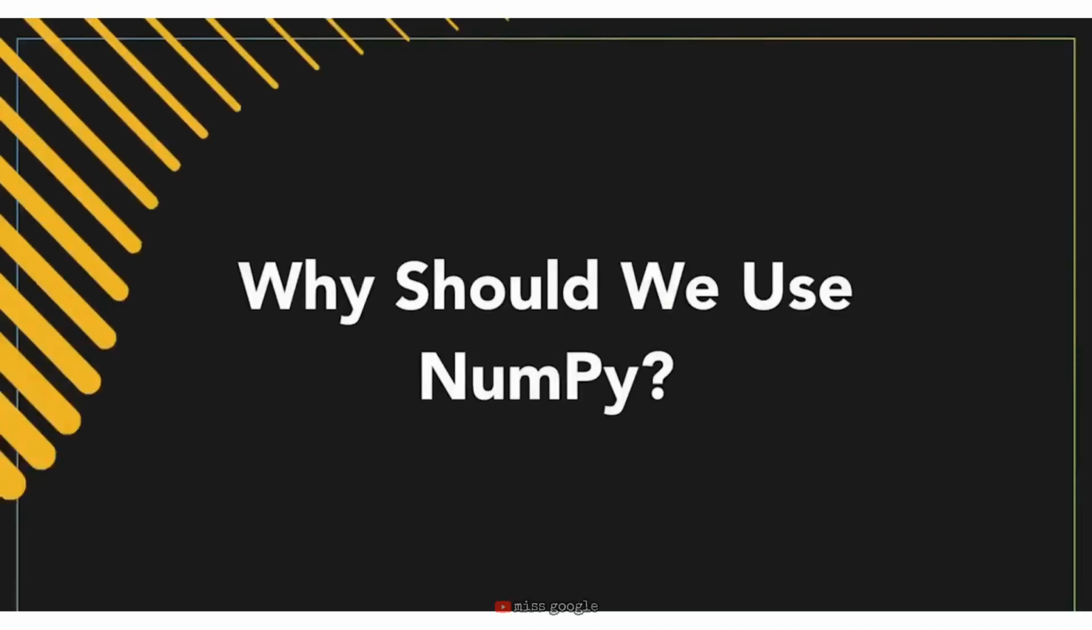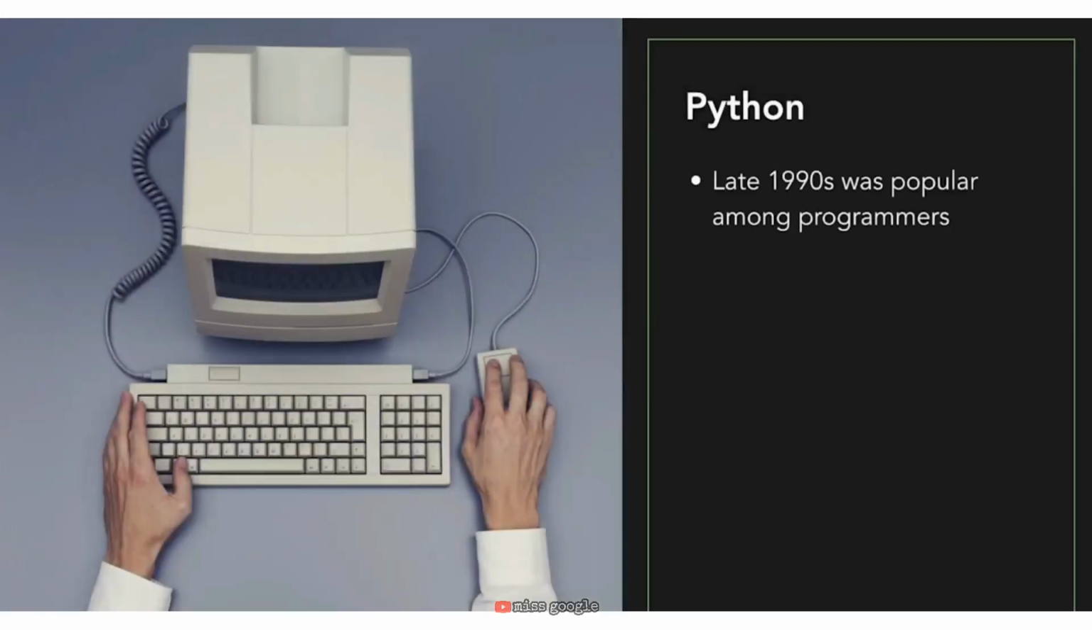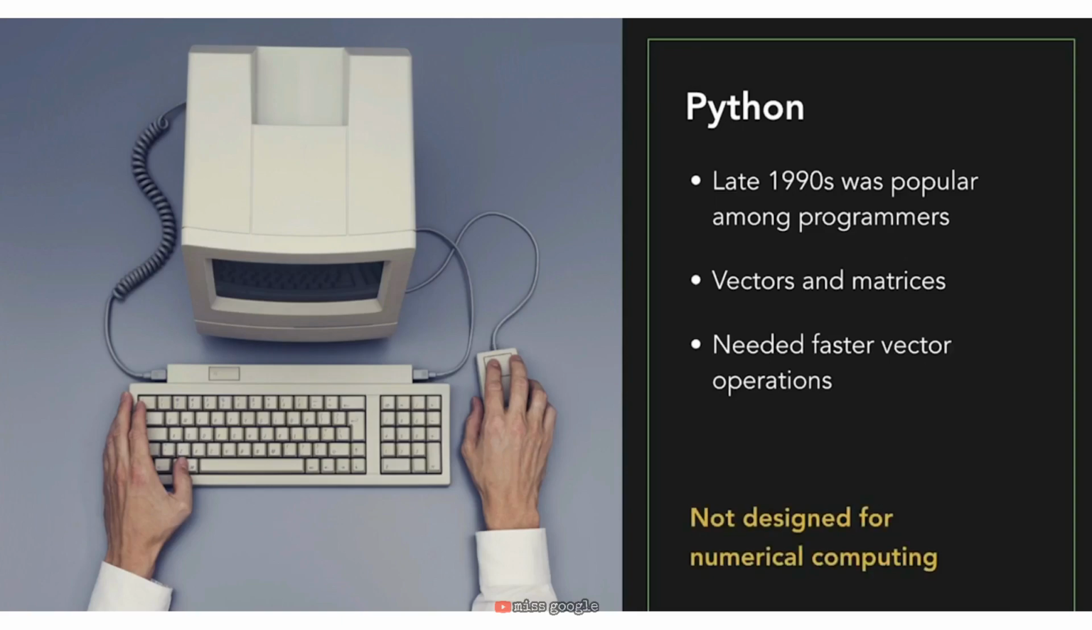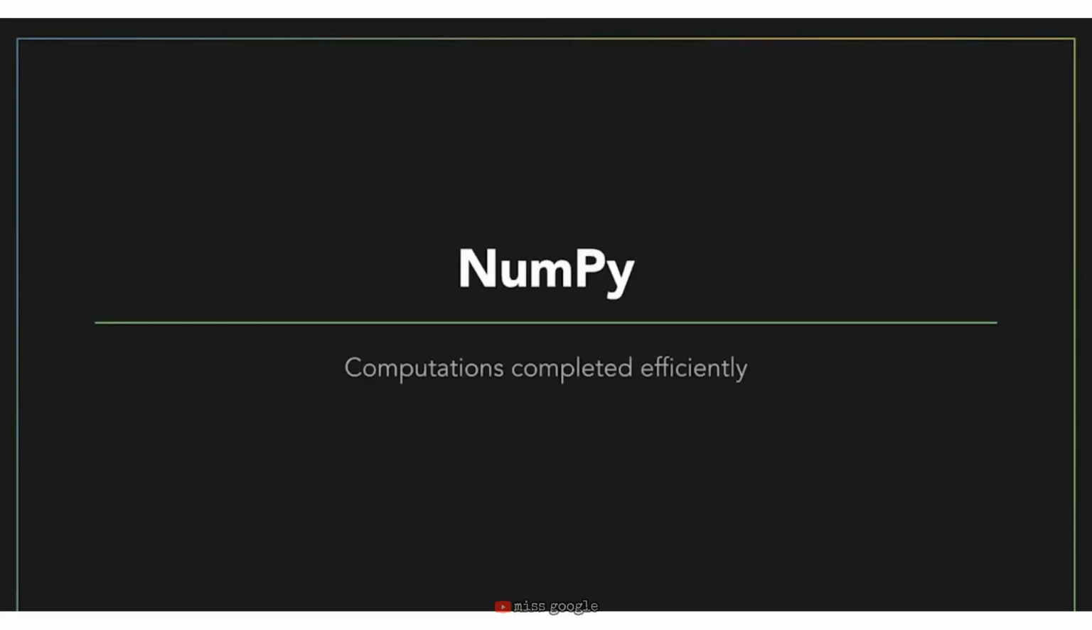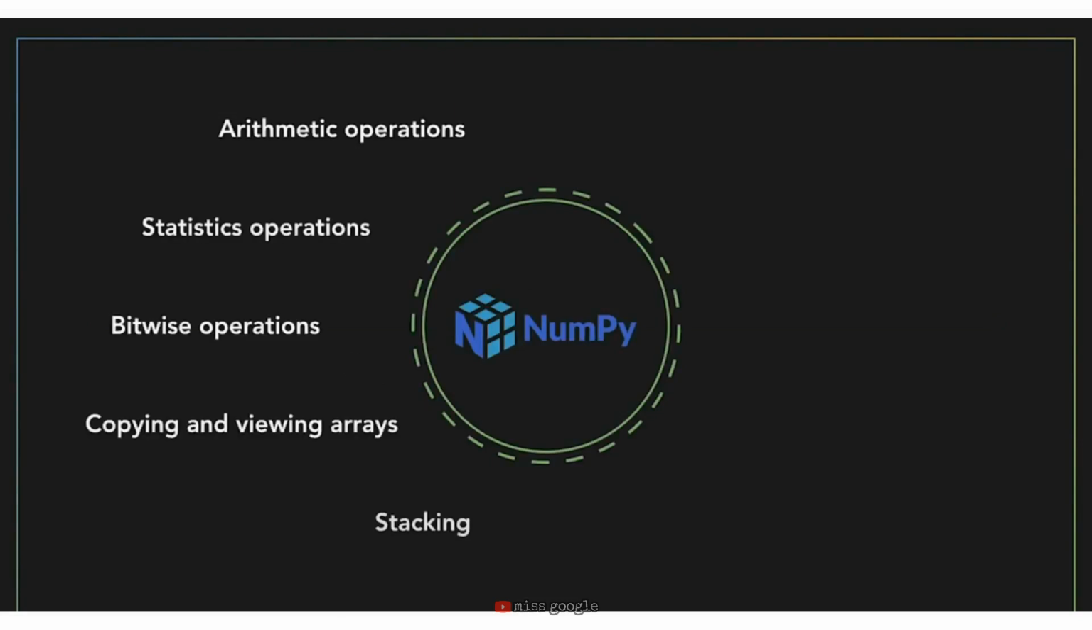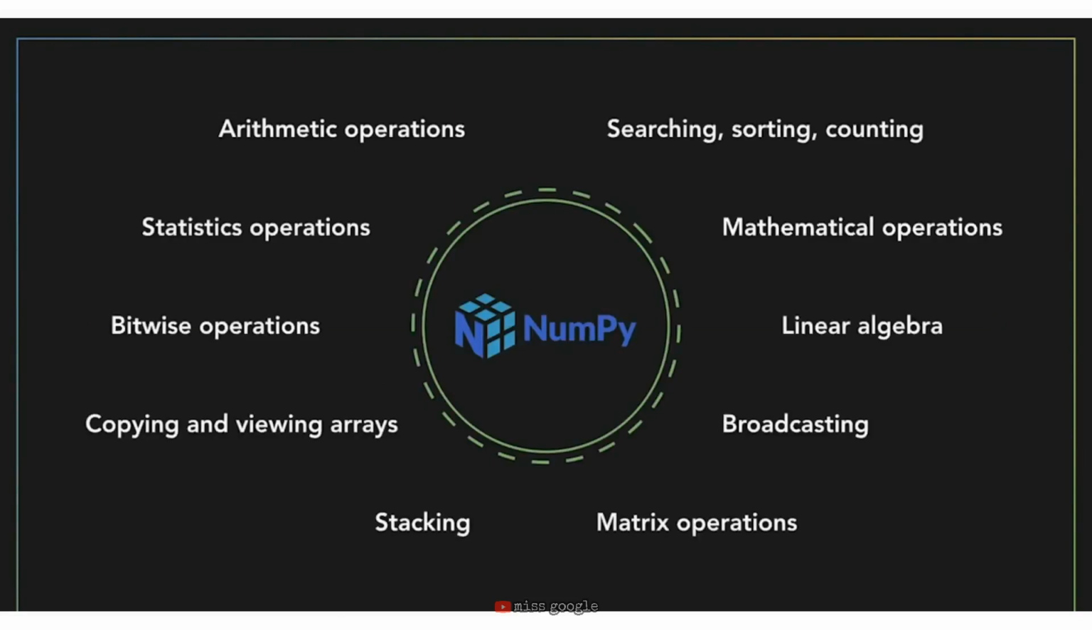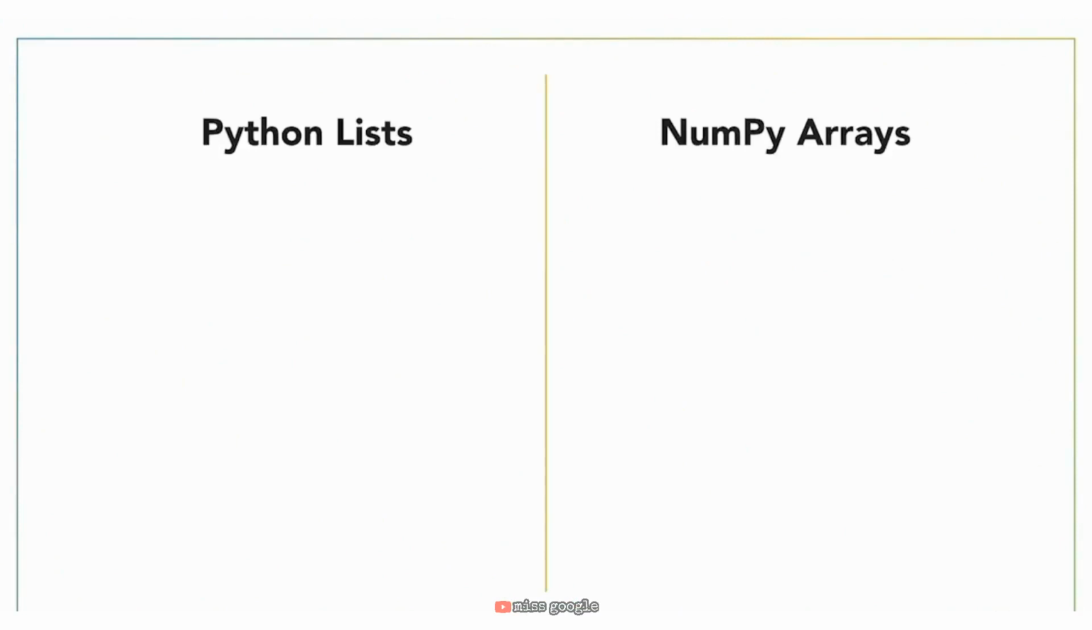In the late 90s, Python became popular among programmers who mainly worked with vectors and matrices and therefore needed faster vector operations. The drawback of Python is that it's not initially designed for numerical computing. NumPy proved to be a perfect fit for these kinds of situations since it allows users to have their computations completed efficiently. NumPy is the most important package for scientific computing in Python and is the base for many other packages.